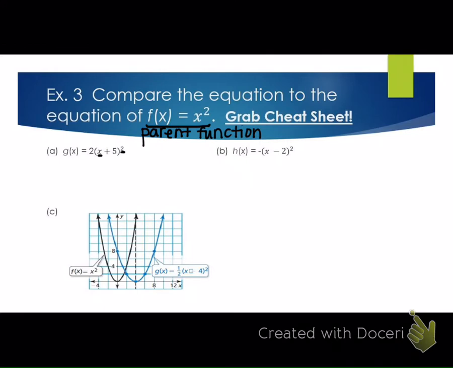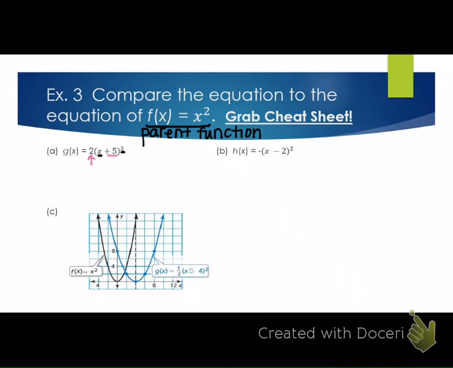How many things, transformations, have they done to this problem? 2. All right, what are they? We've got the 2 right here and we've got the +5 right here. So let's start with the 2 because it's at the beginning of the problem. Grab those cheat sheets and ask yourselves, what are they doing with 2? They're multiplying it. And are they multiplying it by f of x or just x? This is the tricky part. What are they multiplying 2 by? F of x. It's outside the parentheses. They're multiplying 2 by f of x.